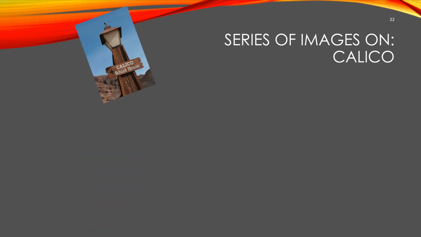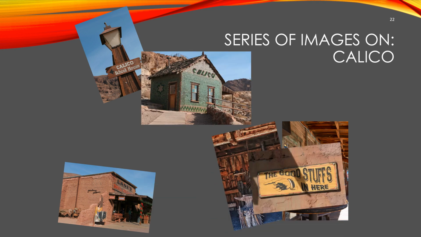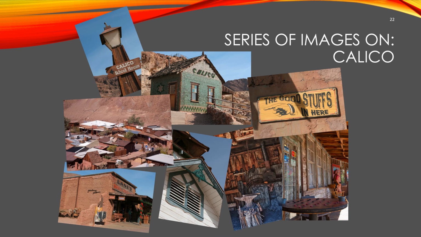So another way is the series of images on Calico. Now all these are just random shots around Calico. They all relate to each other. Some of them are context shots, some of them are detail, some of them are overall view of there, and some are relationships. But they're all of a different building, different parts of Calico. So that all works as a series of images if we were doing a story on, let's say, Calico.